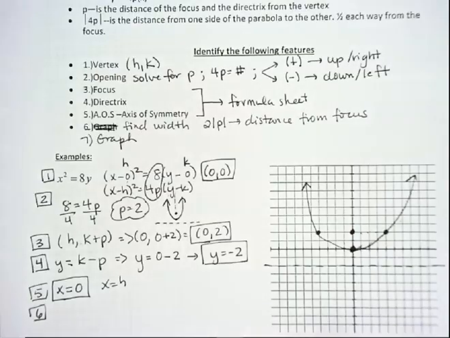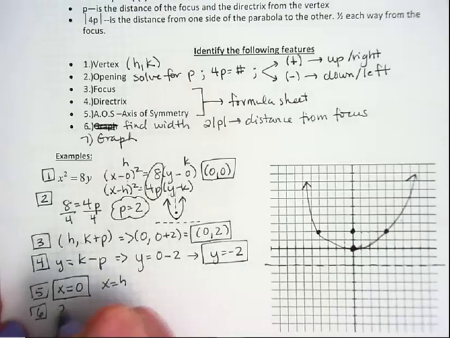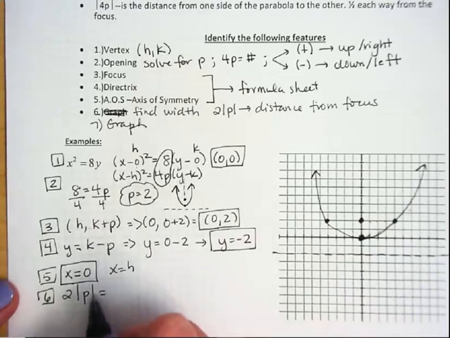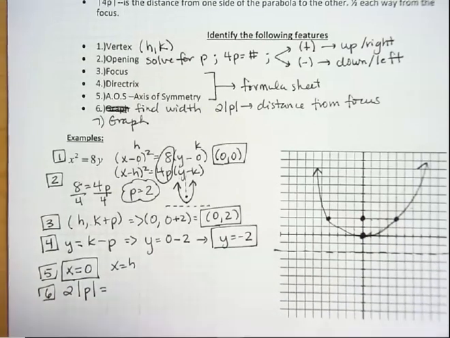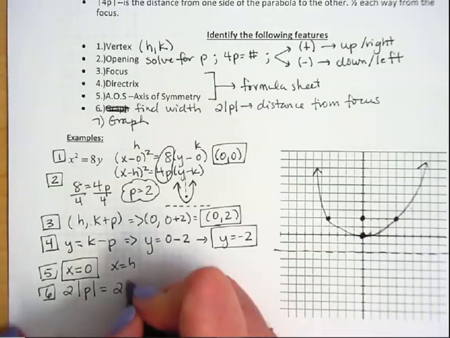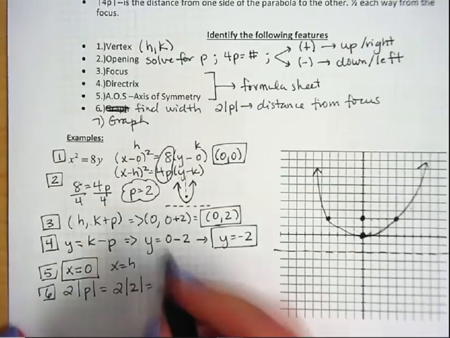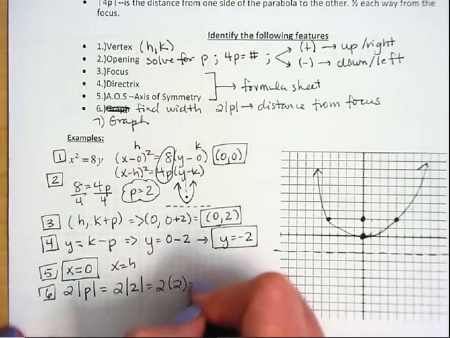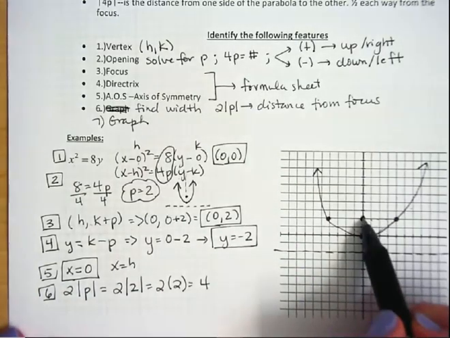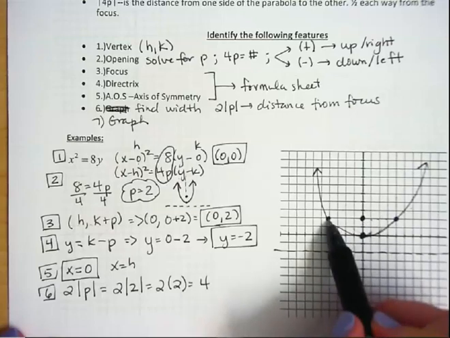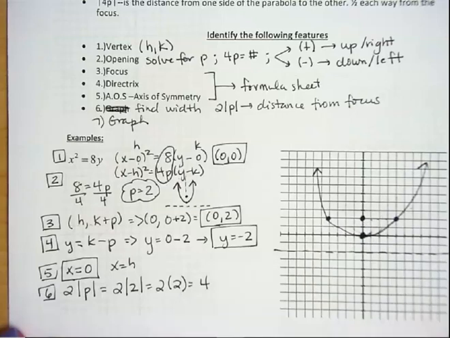Now mathematically what we're doing is taking 2 times the absolute value of whatever P was. Remember that absolute value means the distance from 0, and that's always going to give you a positive value. So we have the absolute value of our P, absolute value of 2 is 2, double that gives us 4. So that's my width this way and my width that way. And there is our parabola.